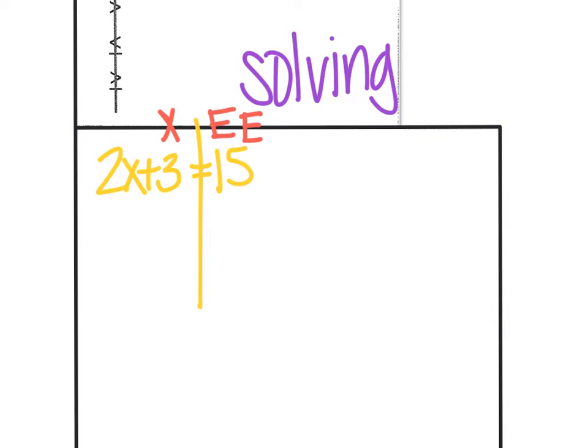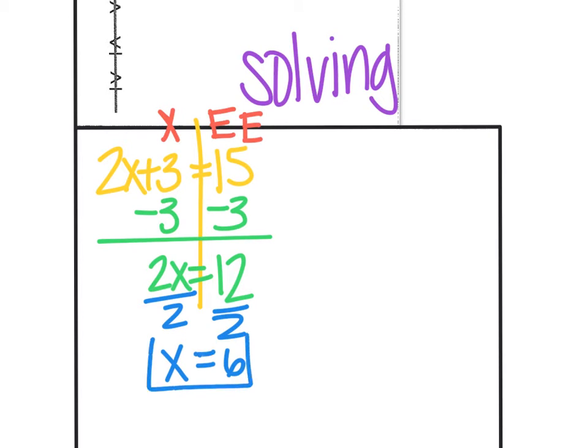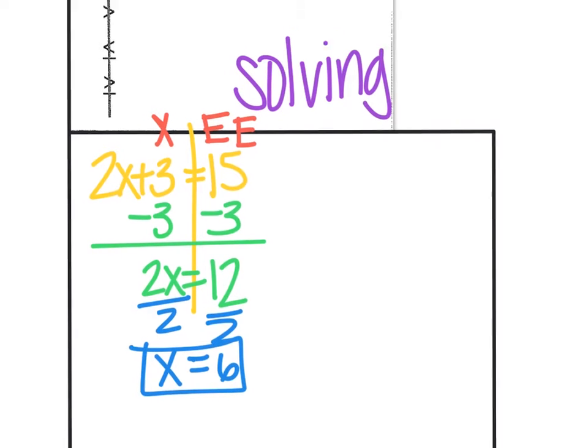Everything else means that if it doesn't have an x, it needs to be on the right side. So I need to get rid of this plus 3. To get rid of this plus 3, I'm going to do the opposite, which is to minus 3 from both sides. And I end up with 2x equals 12. Then to get x by itself, I'm going to divide both sides by 2, and I get x equals 6. So this is a sample problem. Again, you do not need to write this down.